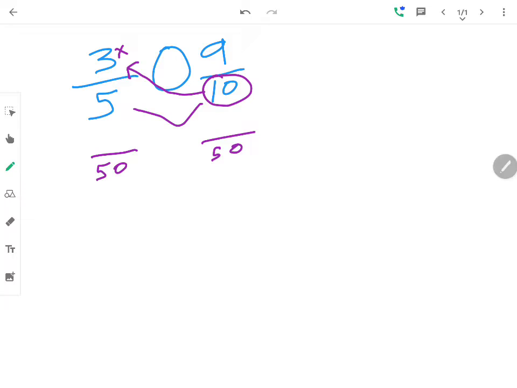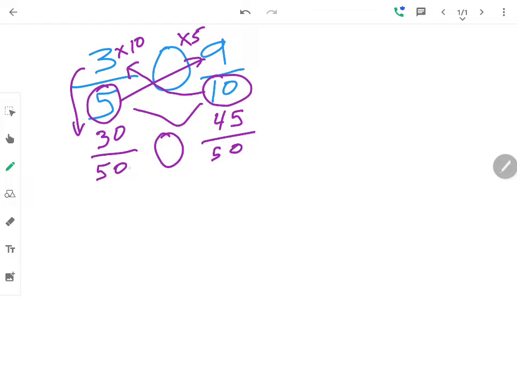3 times 10 is 30. The other denominator goes and visits its neighbor. You multiply and you get 45. The denominators are the same. I tell my students to check them off.